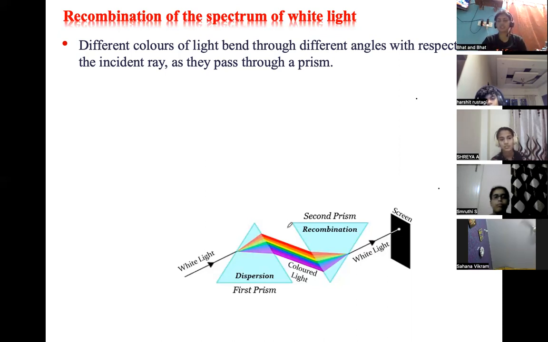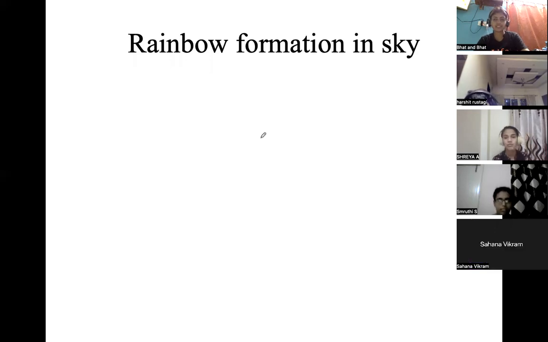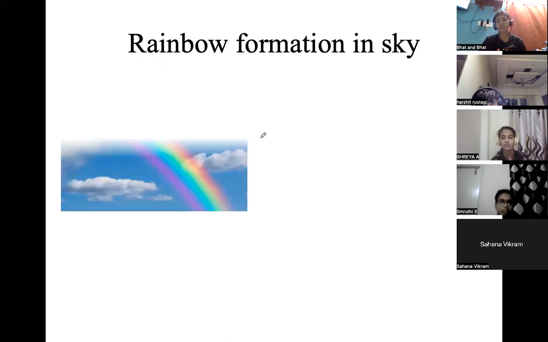Okay, so next we have the formation of a rainbow in the sky. You remember I had asked you all these questions: Why does the sky look blue in color? Why does the sun look red in color at sunset and sunrise? For all those things I had given answers also. So first, how is a rainbow formed in the sky?